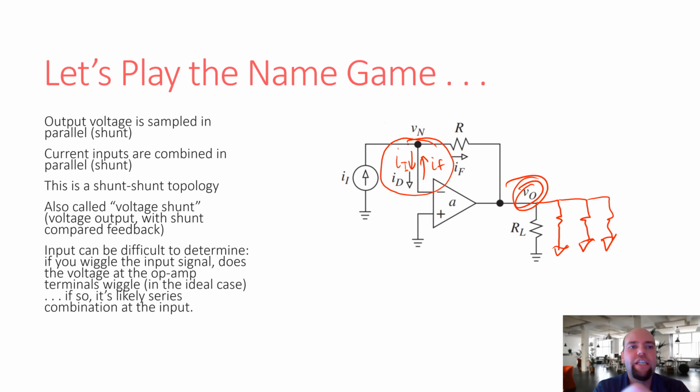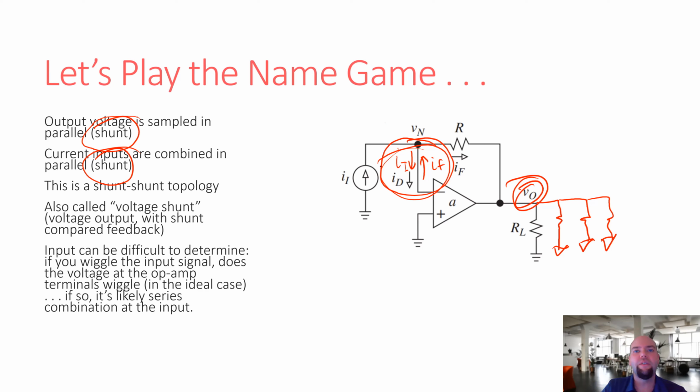So this topology is called shunt-shunt because we measure voltage in parallel and we combine currents in parallel. This really becomes a problem, right? Because essentially we're using the term shunt to refer to voltages and to currents in two different ways. We're talking about combining and measuring. We measure the output, we combine at the input. So it's a little strange, but this is called the shunt-shunt topology. This is also called voltage shunt.